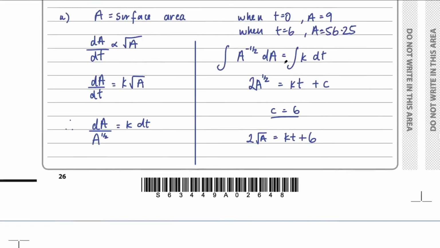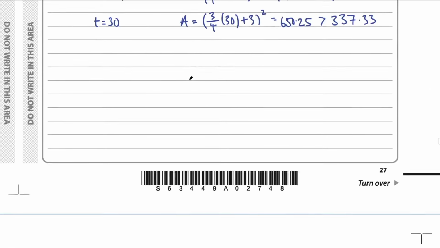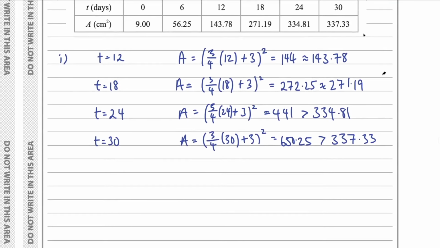So again, I'm going to revisit the question. It's asking me to evaluate the biologist's model. So far I have compared the model to the measurements, but in order to evaluate it, I want to also interpret what these results mean. So the model is working pretty well for t equal to 12 and t equal to 18. So that's the first thing I would state. And remember, you can never be too obvious when you are asked to interpret or evaluate certain things with mathematical models.